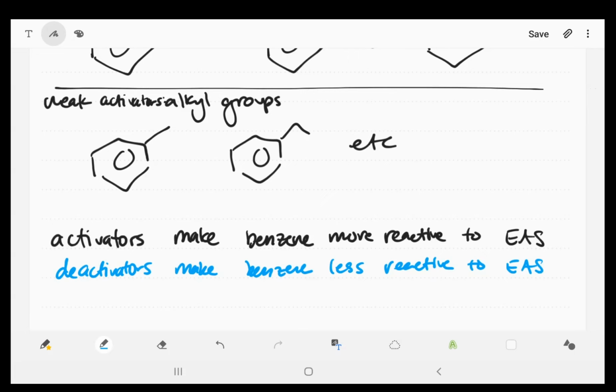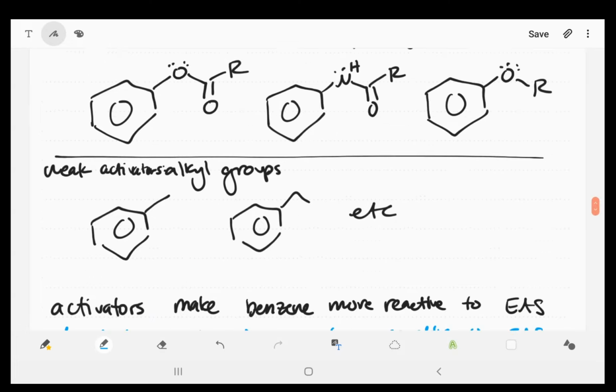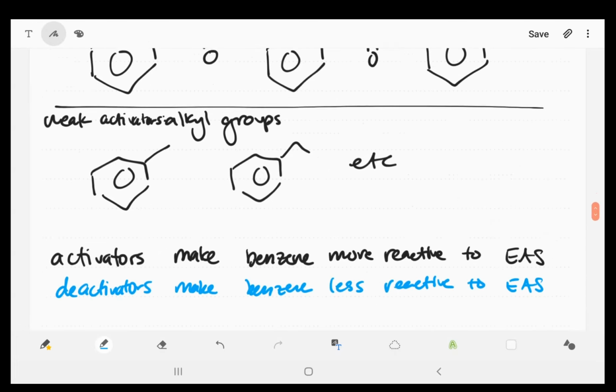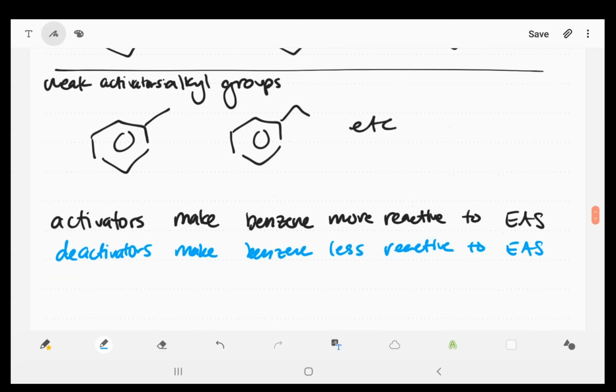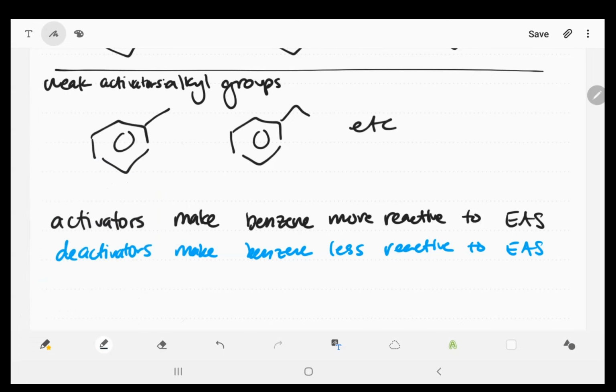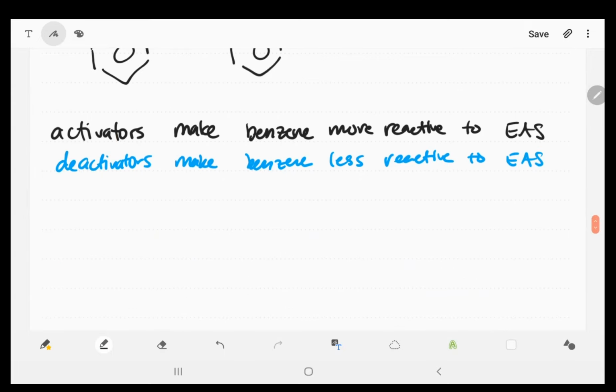So we're going to see what those deactivators are. Notice all of these are electron donating groups. That's the pattern here. We're going to see that deactivators are going to be withdrawing groups. And it's interesting because let's take a look at what's going to happen if we have an electron withdrawing group on a position here. So let's say we've got, go ahead.